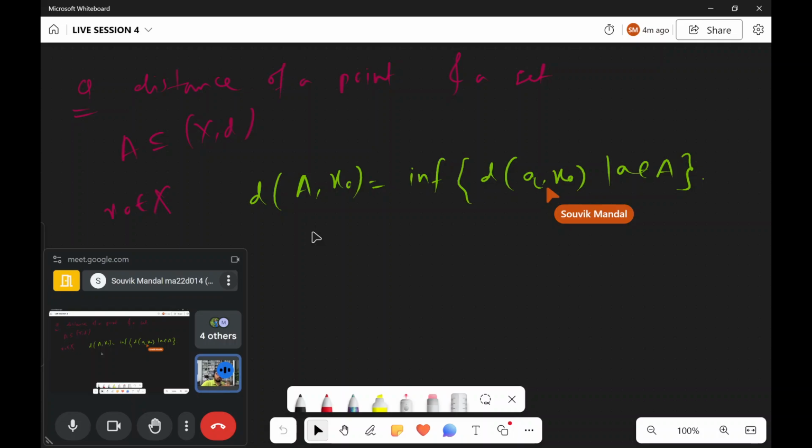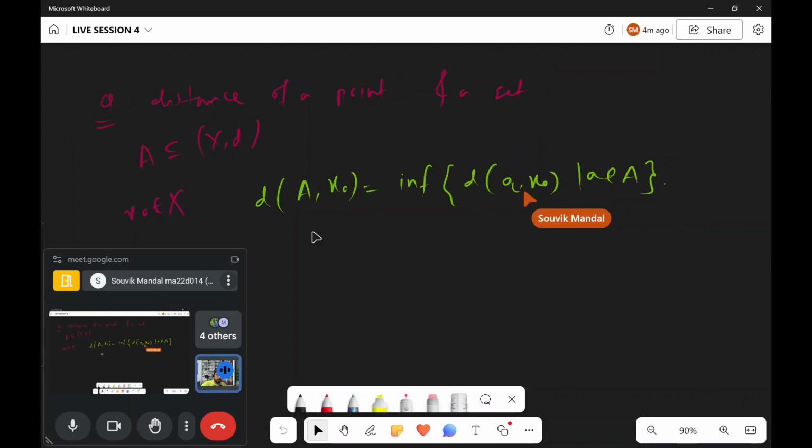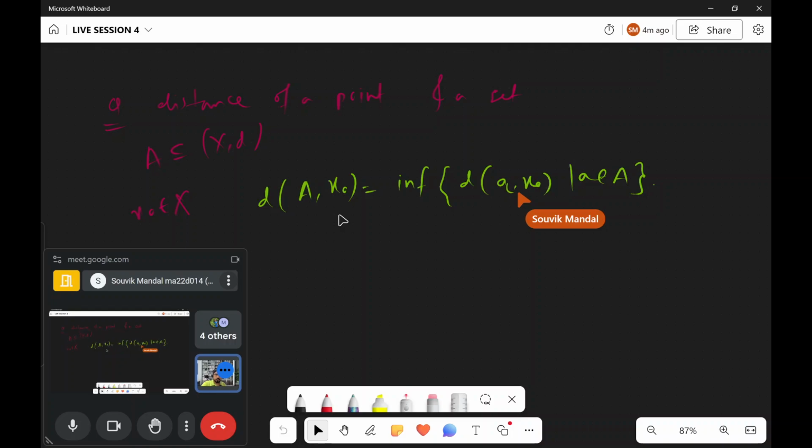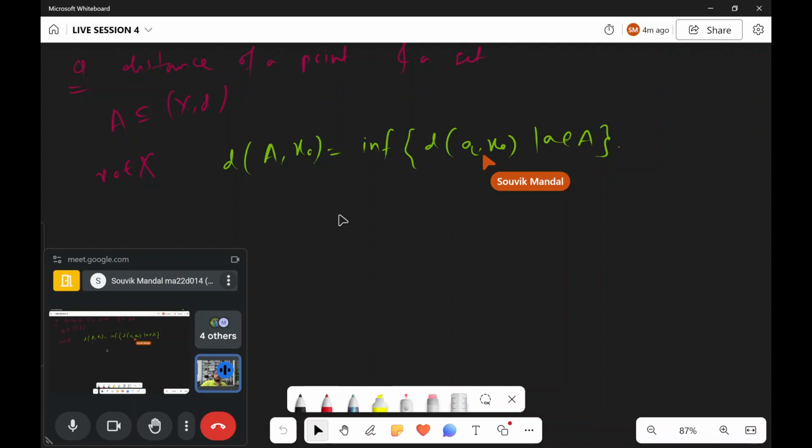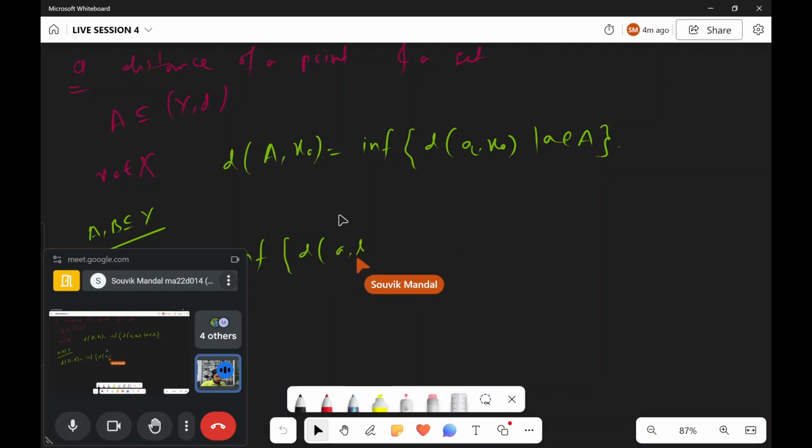Now we want to extend this notion of distance between a point and a set to the notion of distance between two subsets of X. Suppose A and B are subsets of X. We define the distance of A, B to be the infimum of d(a, b), where a belongs to A, b belongs to B. That is, we choose the infimum of all possible distances between any two points of the subsets A and B. So this is the definition.